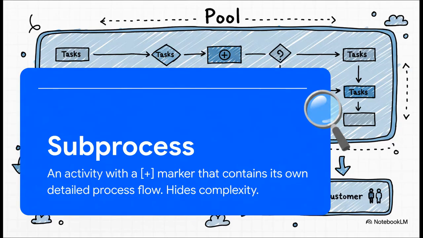So you're probably asking, how in the world do you fit a complex process on just one page? Well, the secret weapon here is the sub-process. See that little plus sign in the box? Think of that activity like a folder on your computer. It neatly tucks away its own detailed diagram inside. You can collapse it to see the high-level flow or expand it to drill down into the nitty-gritty details.